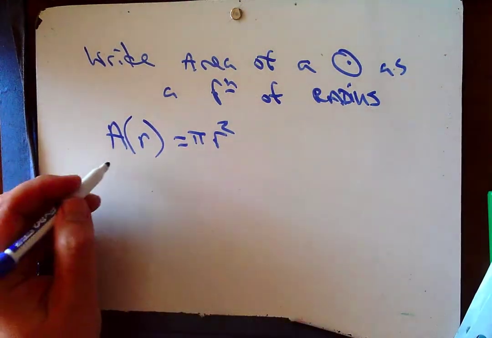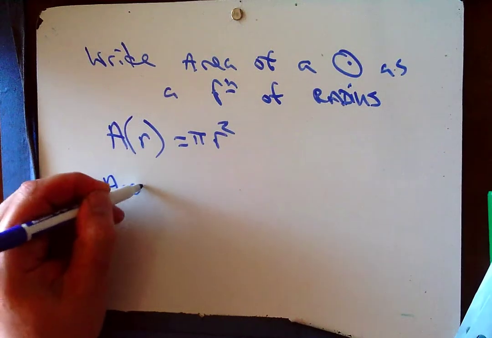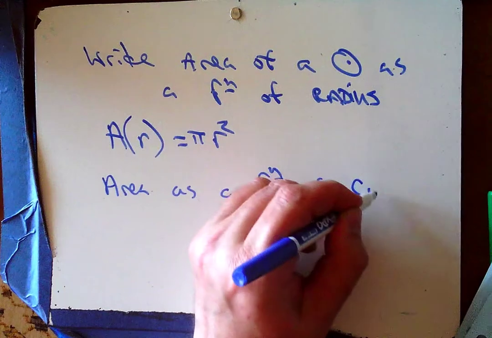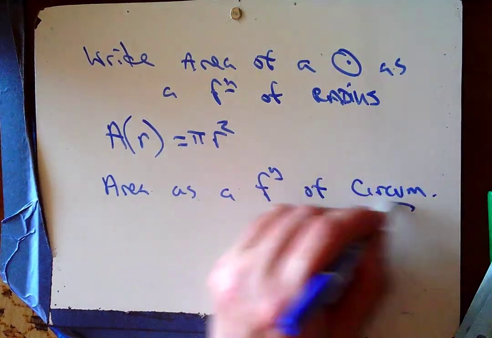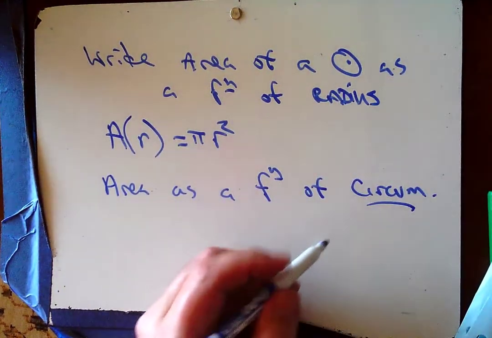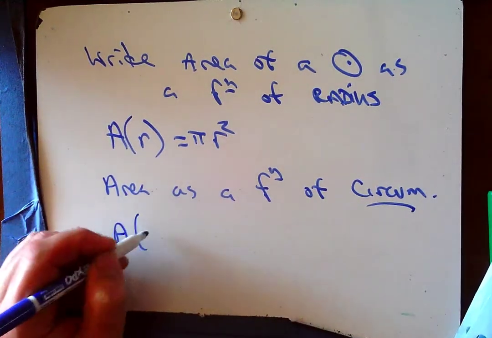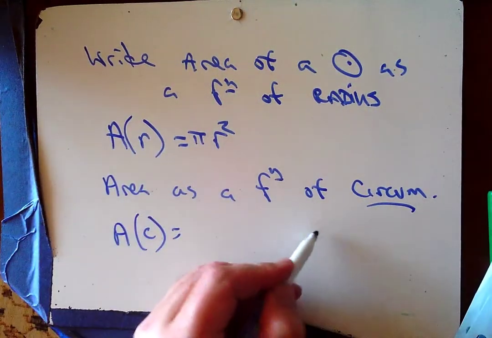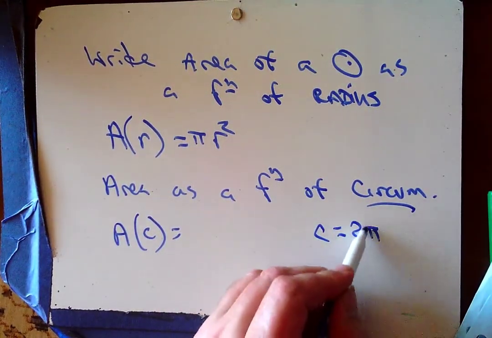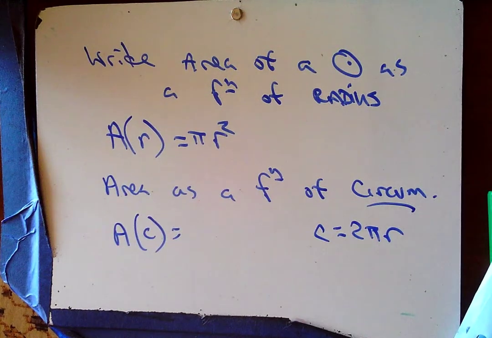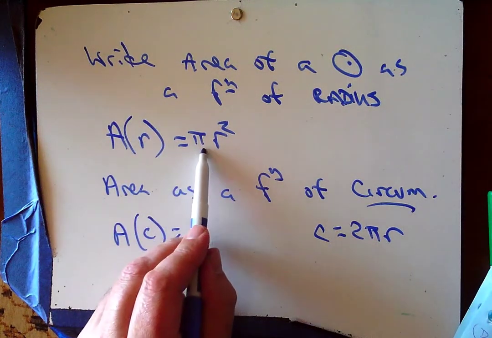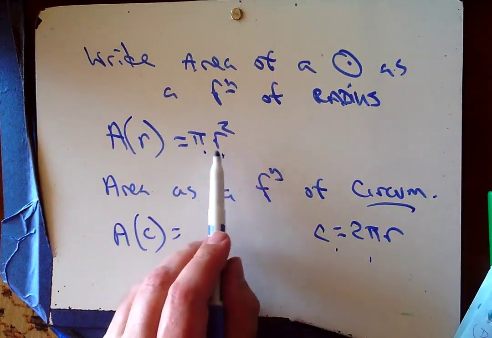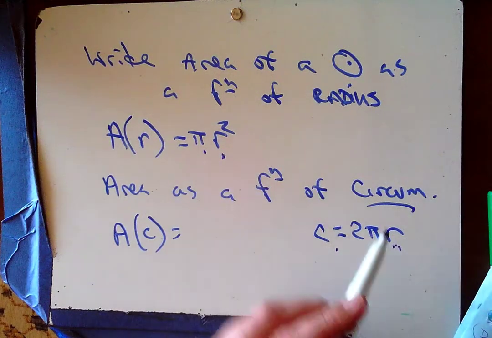But what if instead I say to write area as a function of circumference? Well, that's a little more interesting, isn't it? I'm looking for area as a function of circumference. I know area is a function of radius. I know circumference is 2 pi r. And so what I'm going to have to do is find a bridge between what I know and what I want. So this area formula has radius in it, and I see an r here.